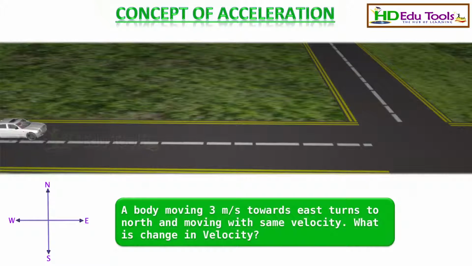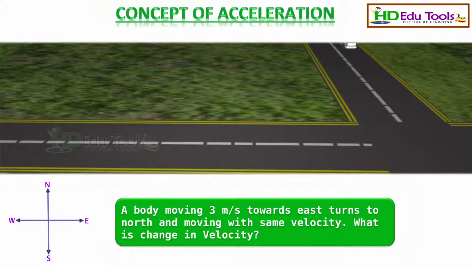Now I take another problem. A body moving 3 meters per second towards east turns to north and moves with the same velocity. Now what is the change in velocity? Can we say the change in velocity is 0? There is no change in velocity. Is the velocity changed or not?